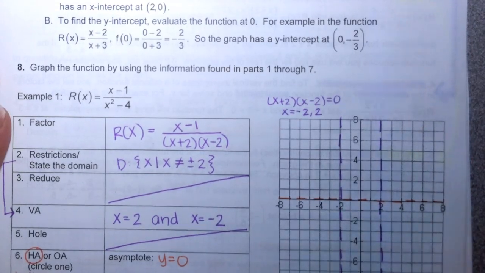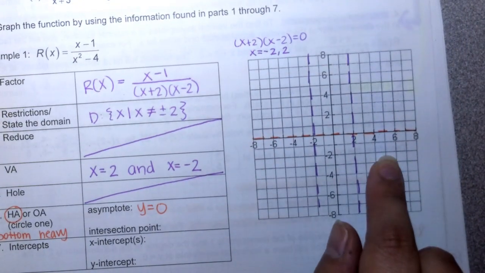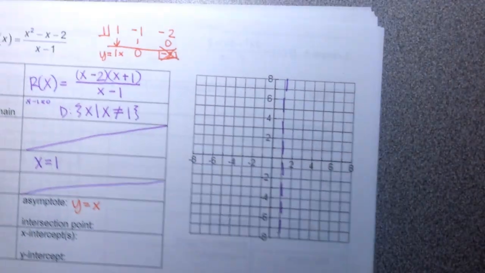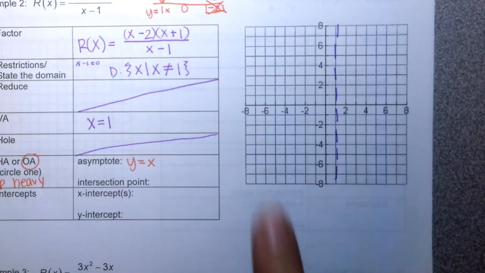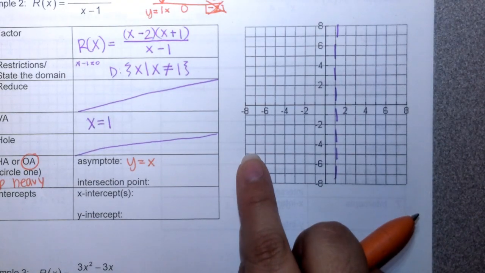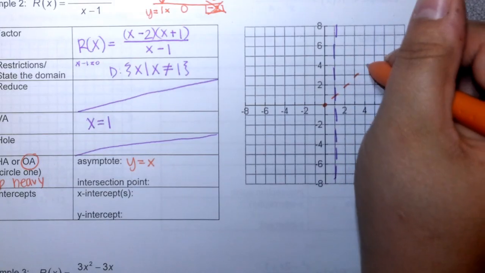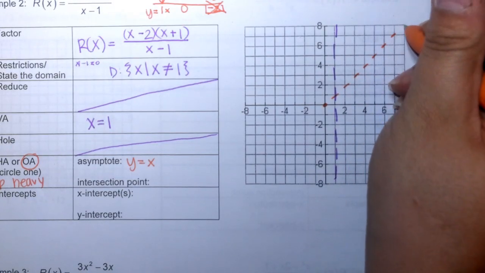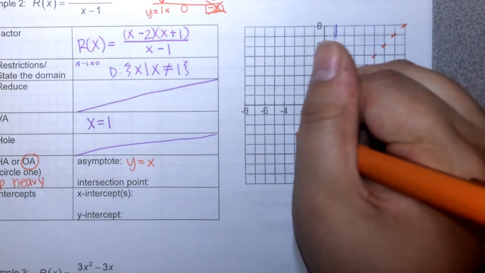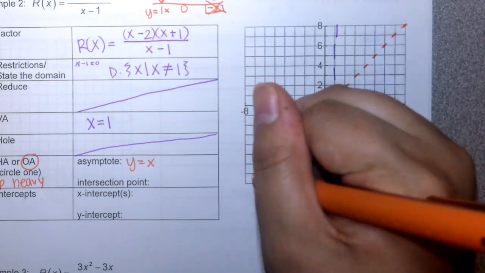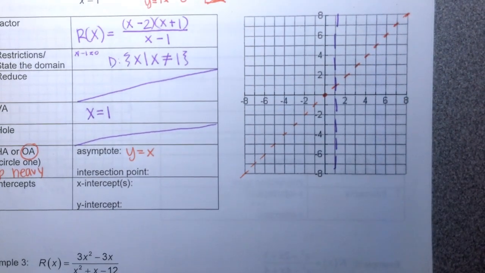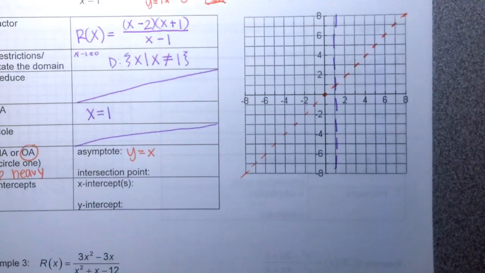Sorry. Just graph y equals 0. And then I'm going to have to graph y equals x. How do I graph y equals x? Go through 0, 0, then do up 1 over 1, up 1 over 1, up 1 over 1. It has a slope of 1 over 1. That is my oblique asymptote.